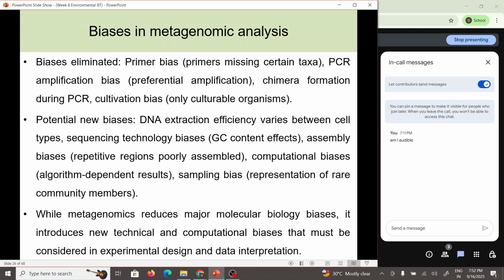And the next one is the PCR amplification bias, where only selected genes are amplified whereas some others are left out. And next is the chimera formation during PCR, where there can be clustering among the DNA that is being supplied for the PCR, and hence we will not be able to identify all the genes that are present in the organism. And last one is the cultivation bias, which was the very first thing that we talked about, where we are eliminating the bias that only culturable organisms are being identified.